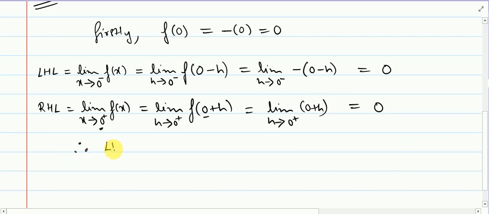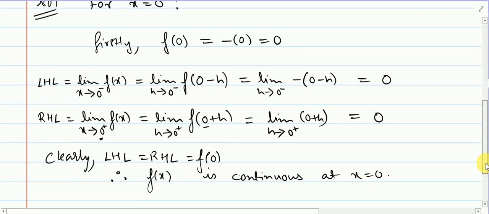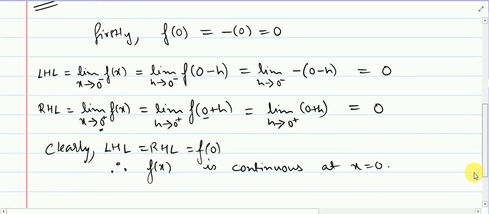Therefore left hand limit is equal to right hand limit, equal to f of 0, which is coming 0. No need to write this, or you can write clearly first here, clearly, and then therefore f of x is continuous at x equal to 0. Now we will check its continuity at x equal to 1.